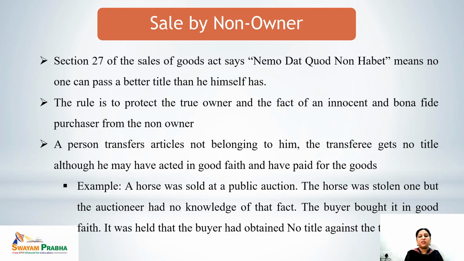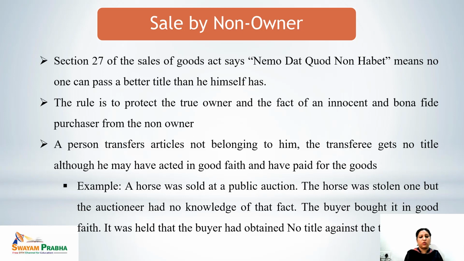Section 27 of the Sale of Goods Act states a legal maxim, nemo dat quod non habet, which means that no one can pass a better title than the seller himself. That is why we say only the true owner can transfer the goods, and this affects an innocent and bona fide purchaser from the non-owner. If a person who doesn't have good title to the goods transfers them to a buyer, and the buyer has taken those goods in good faith and has paid for them, that would be considered a valid sale. Let's see an example.